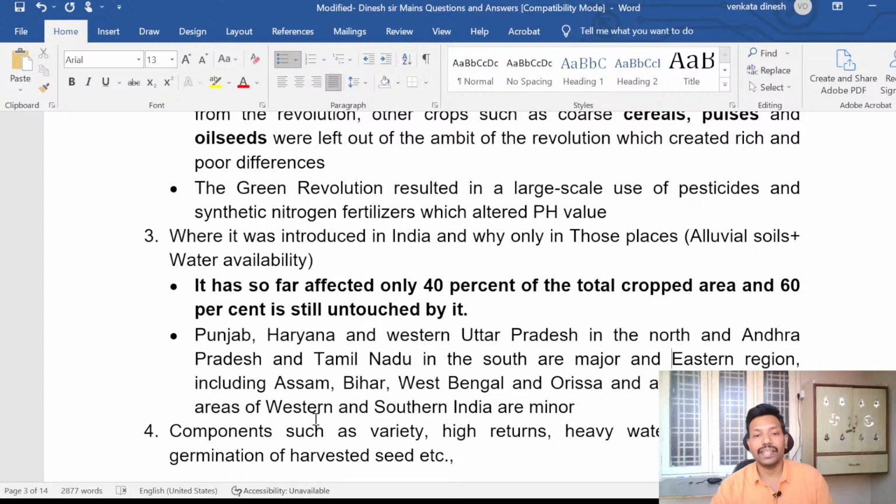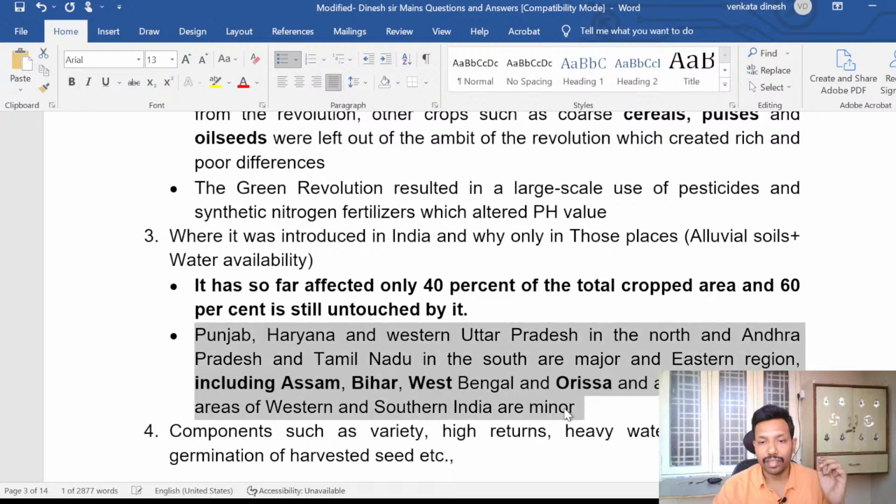See, the eastern region including Assam. Assam is also a place where we have alluvial soil. Bihar is also a place where we have alluvial soil. West Bengal is also a place where we have alluvial soil. Odisha also, coastal Odisha is also where we have alluvial soil. But you have not concentrated there. The Green Revolution has not had a major impact there, so they have been left behind in terms of development.